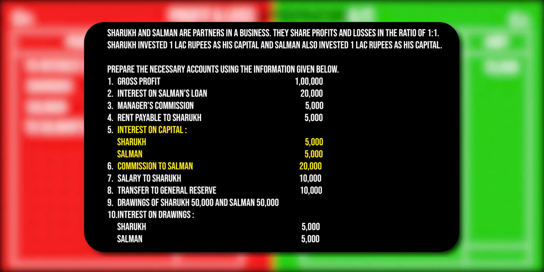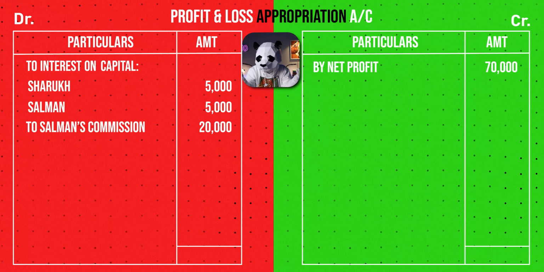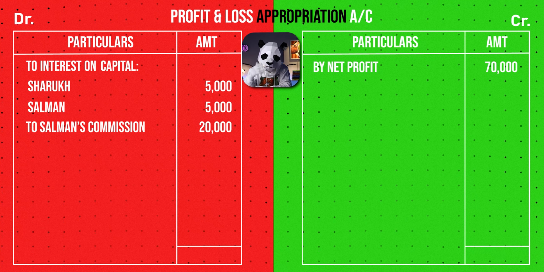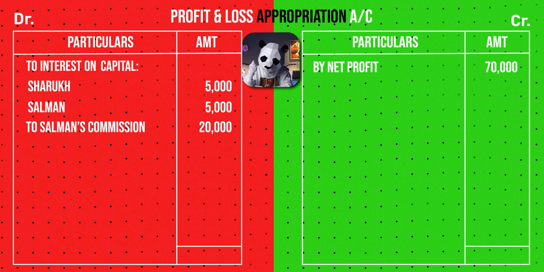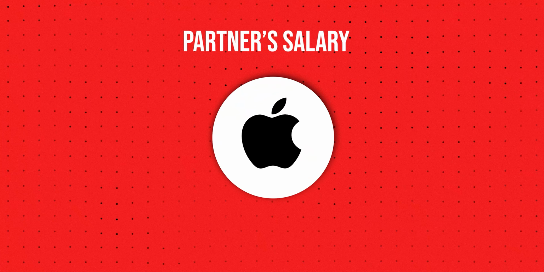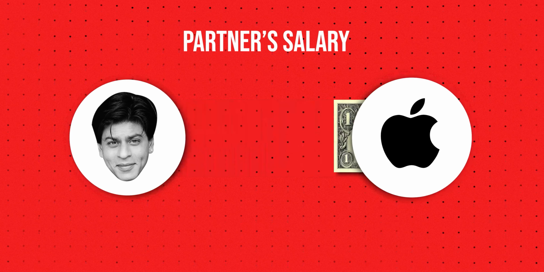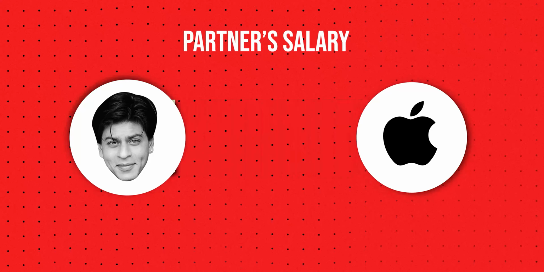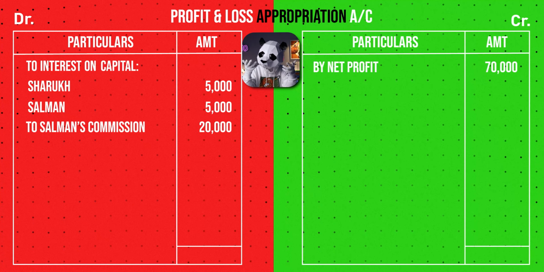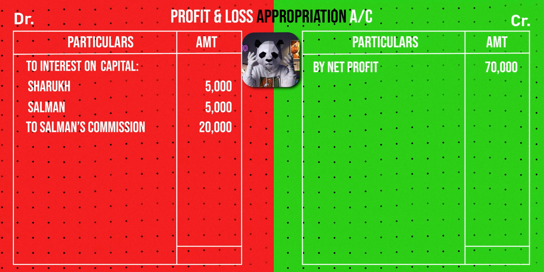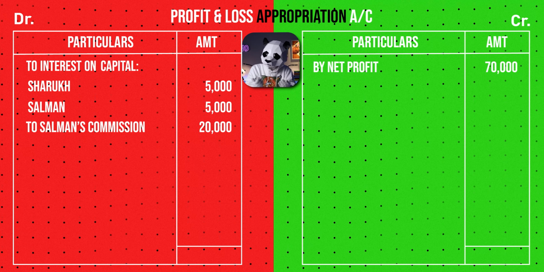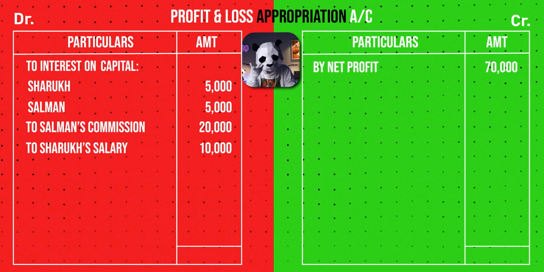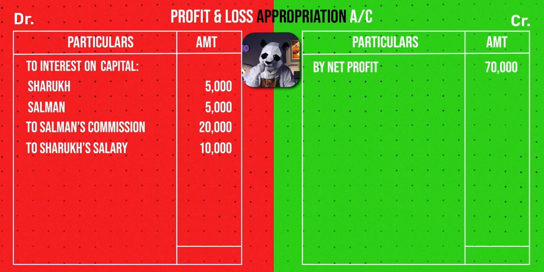Moving on to the next item, Shahrukh's salary 10,000 rupees. Since most of the times it's an appropriation, it will be written in profit and loss appropriation account. And when a business pays salary to a partner for the work that he or she does, it loses money, and it is a bad thing for the business. So, yup, to Shahrukh's salary 10,000 rupees on the left side of this account.